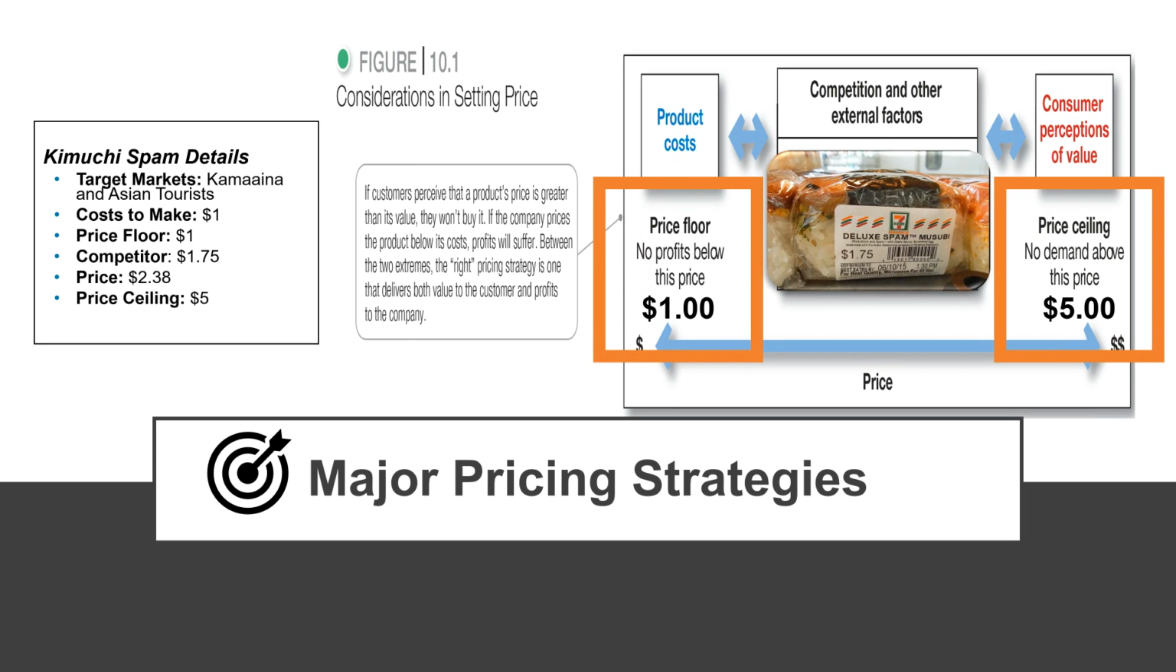7-Elevens are everywhere, and their deluxe spam masubi is $1.75. So what pricing should we put into place? Well, they decided on a $2.38 price point. And the reason being is because of the quality of the product and the different items that they have in their specific product, and the fact that their product is a little bit bigger.